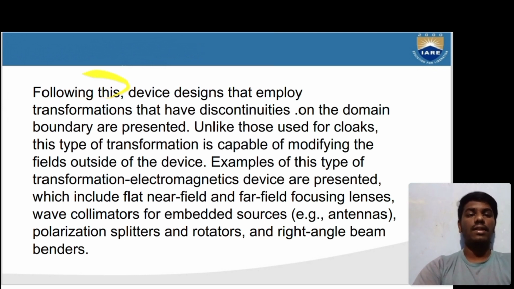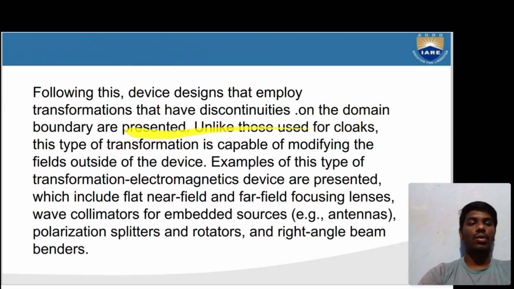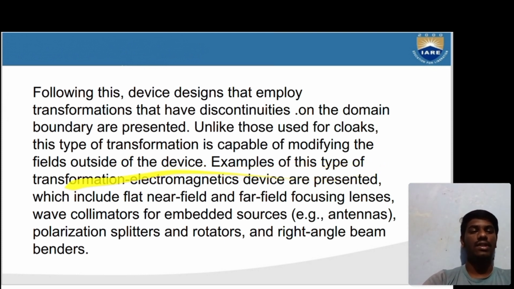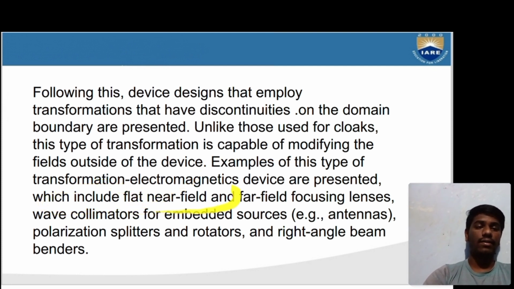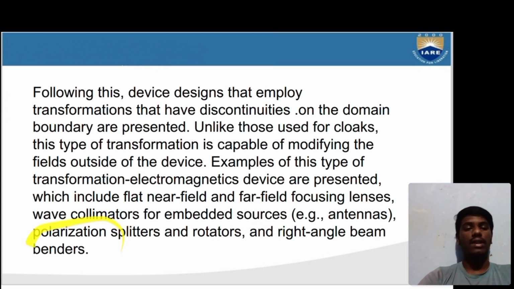Following these, designs that employ transformations that are discontinuous on the domain boundary are presented. Unlike those used for cloaks, this type of transformation is capable of modifying the fields outside of the device. Examples of this type of transformation electromagnetic devices are presented, which include flat near-field and far-field focusing lenses, wave collimators for embedded sources, example antennas, polarization splitters and rotators, and right angle beam benders. Okay, we will move on to the next slide.